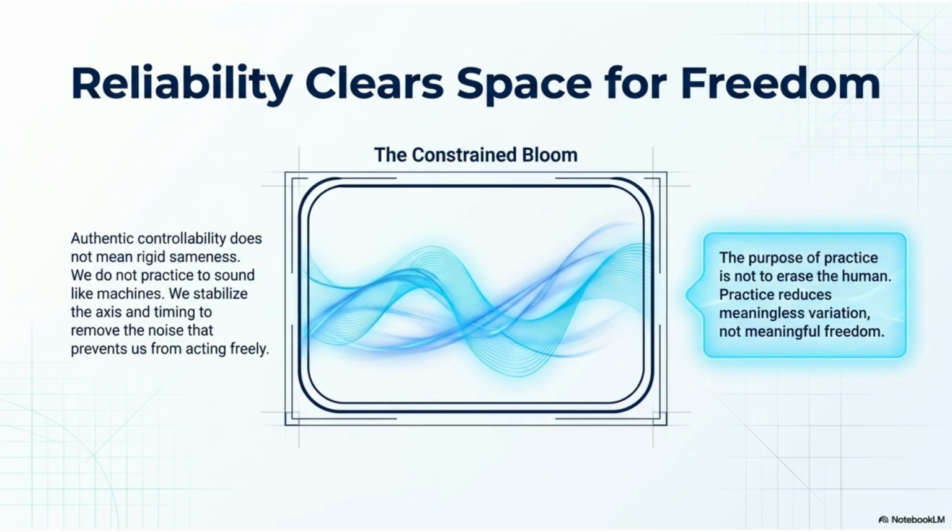Reliability clears space for freedom. This may sound paradoxical at first, but the purpose of practice is not to erase the human. We do not practice to sound like machines. We practice to reduce the meaningless variation that prevents us from acting freely. When timing, attention, and alignment become more stable, the person gains more space for expression. This is why reliability is not mechanical sameness. Reliability is stable freedom. It creates the conditions where creativity, interpretation, and meaningful choice can appear.